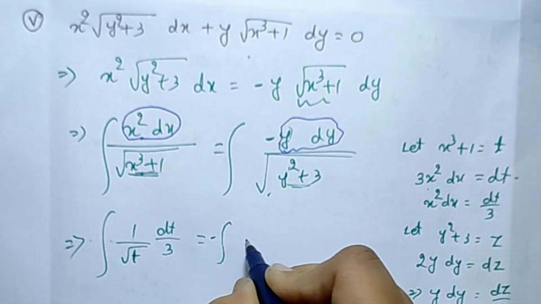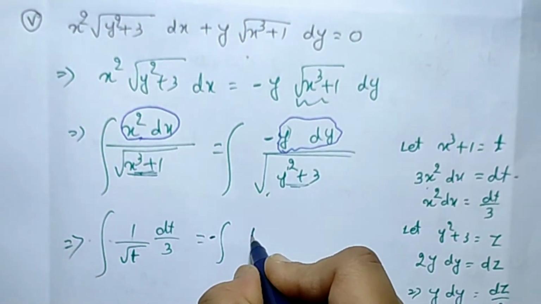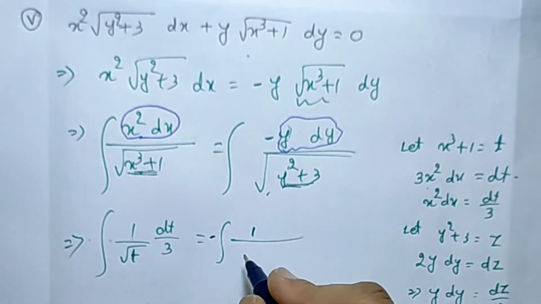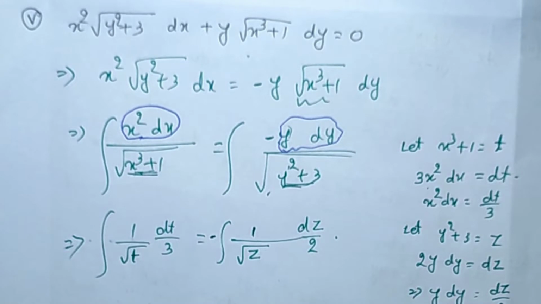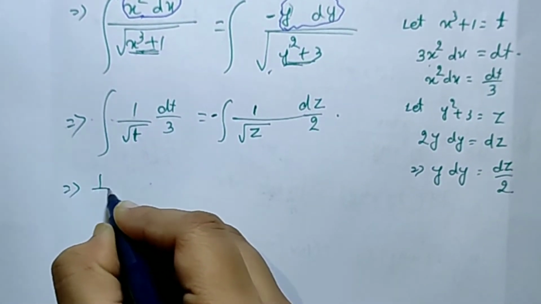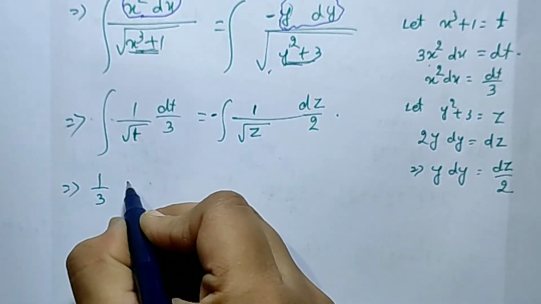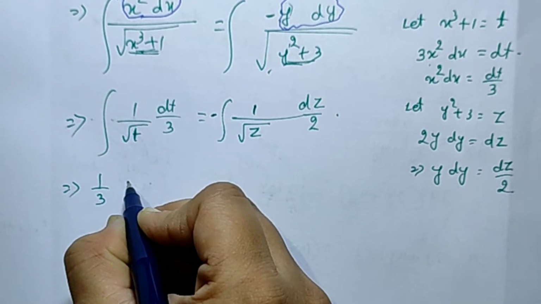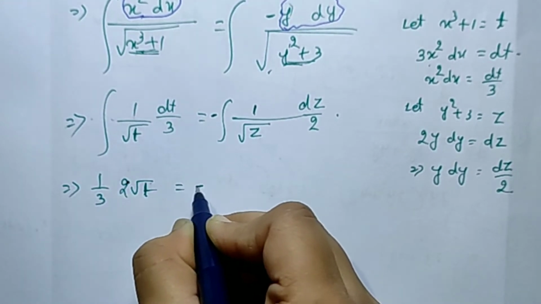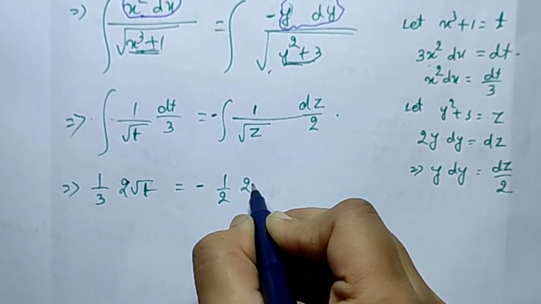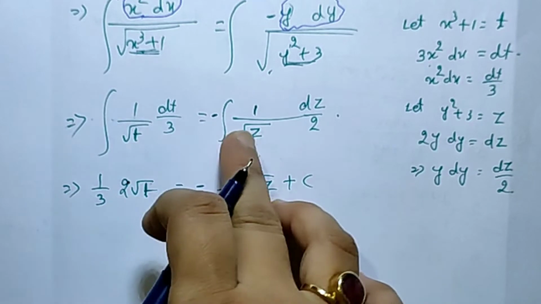So the minus can be taken out of this integration part, and 1 by y² plus 3 means z, root z into dz by 2. Yes or no? Okay. Now 1 by 3 is the constant out of the integration. And what is the integration of 1 by root t? 1 by root t means, come on, what is the integration? 2 root t. Minus of 1 by 2 is constant, root z integration is 2 root z plus c. I have already told you how to integrate these terms.